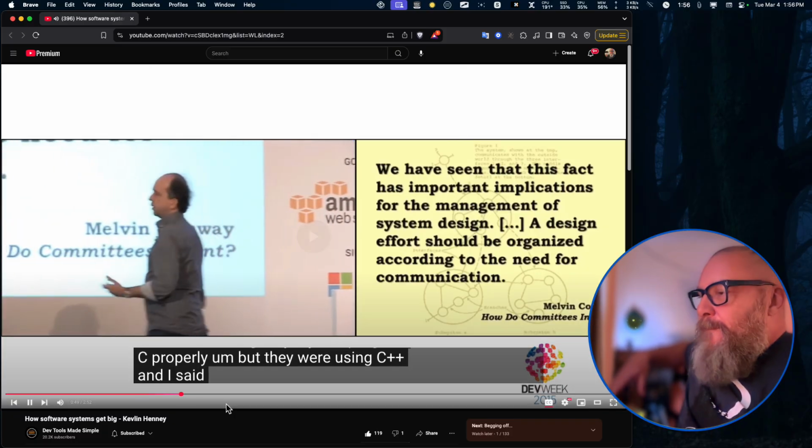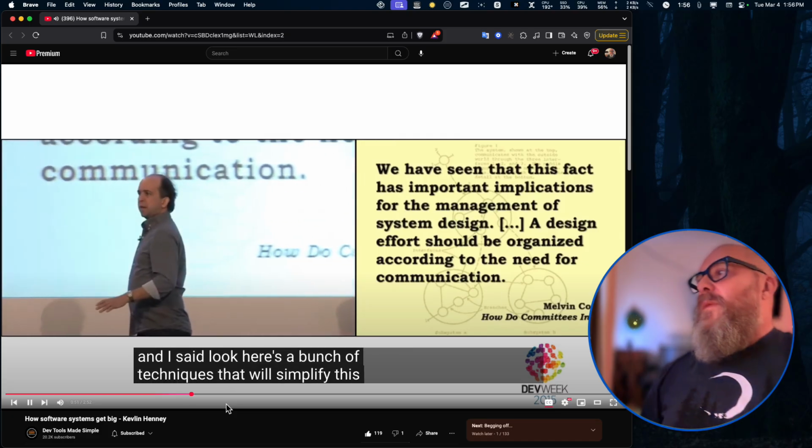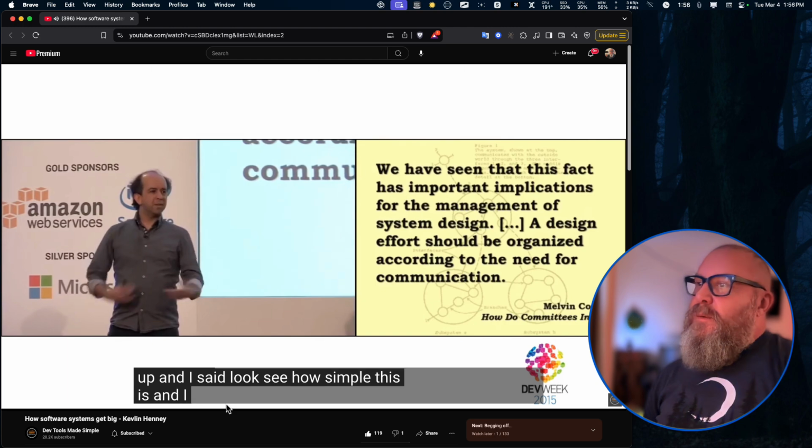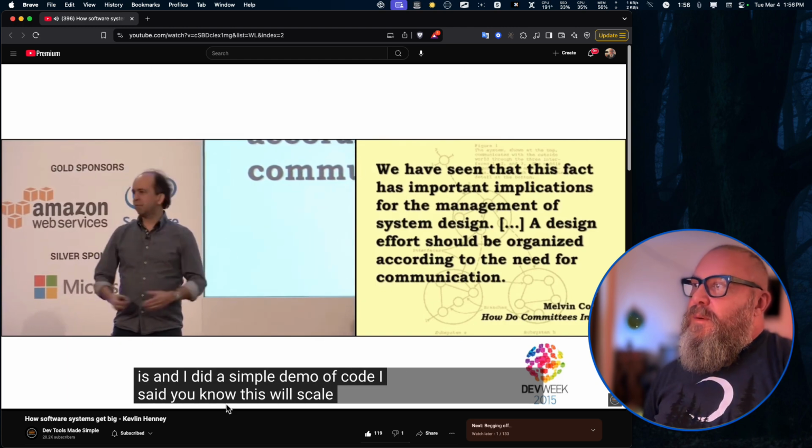Okay, let's keep going. And I said, look, here's a bunch of techniques that will simplify this. And I drew them up, and I said, look, see how simple this is? And I did a simple demo of code. I said, this will scale really nicely.